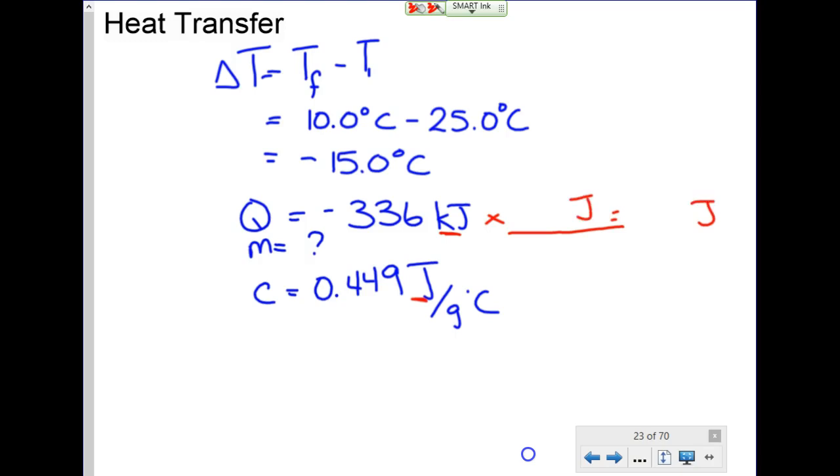Joules goes on the top. We have kilojoules, which will go on the bottom. There are 1,000 joules in 1 kilojoule. You can write that on your new data table.